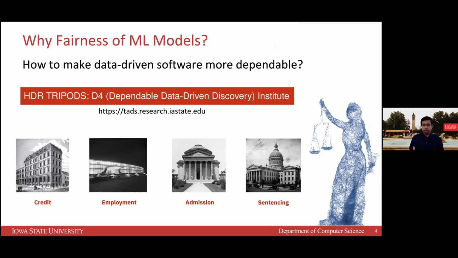And in our university at Iowa State, we have the Transdisciplinary Tripods Institute, D4, the main goal of which is to ensure the dependability of data-driven software. And as part of that overall goal, I am investigating the fairness property of this software.